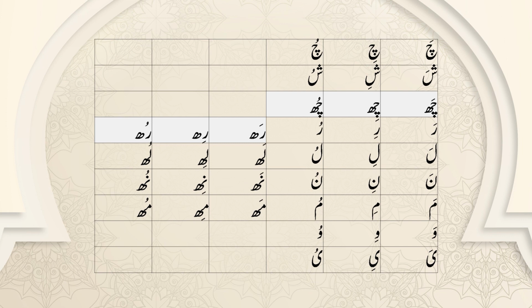diacritic marks of zabar, zer, pesh, which we applied on these alphabets, and we find the result that there are many alphabets which share their phonemes with other alphabets like tha, sin, sod, dal, za, zoy, zod, and many others, and you learned about them. You have to remember these similar phonemes. That will help you to ease your study.